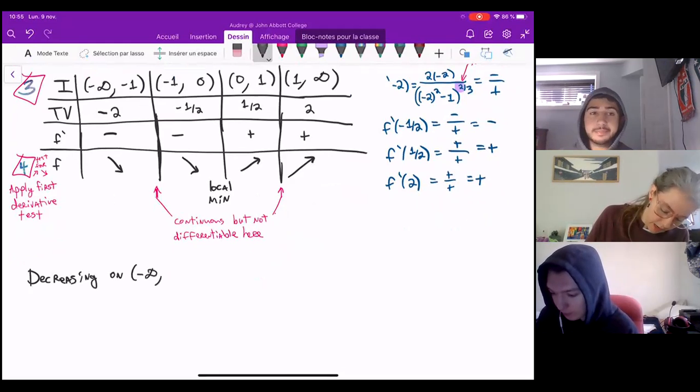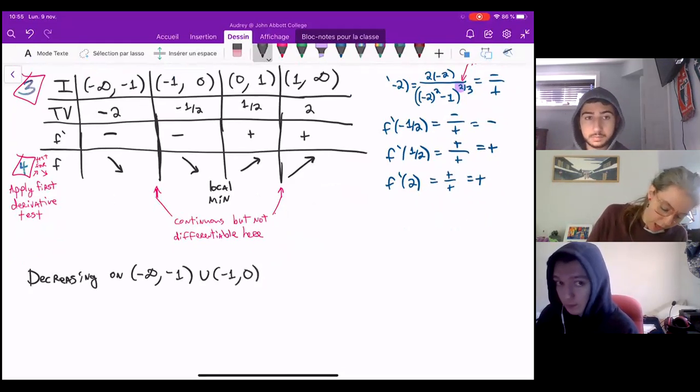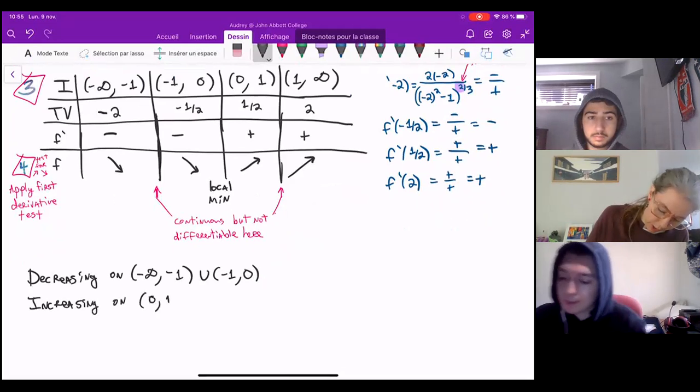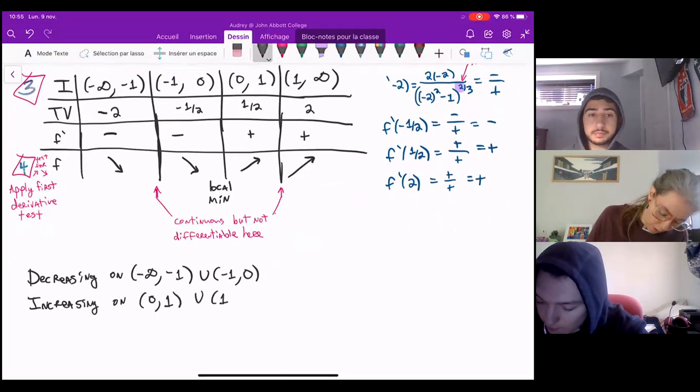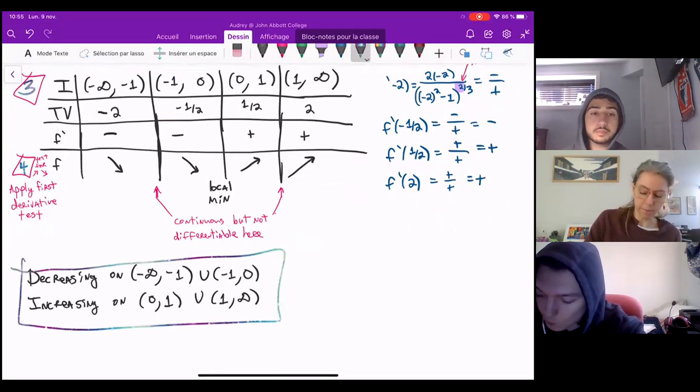So we're going to make our conclusion here, which is that this is decreasing on negative infinity to negative 1, union, negative 1 to 0, and it is increasing on 0 to 1, union, 1 to infinity. So that's my final answer about that part.